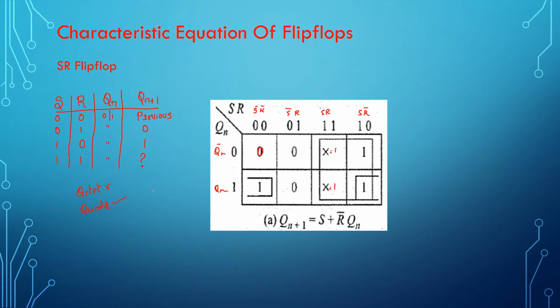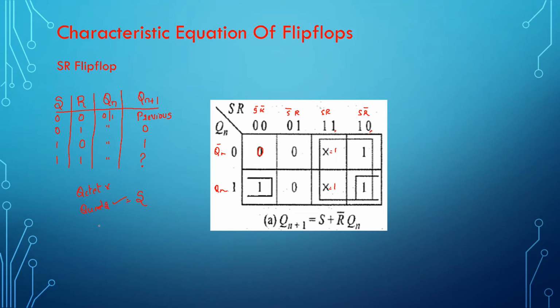What will the equation of this particular quad be? I cannot include Qn here because my Qn is becoming 0 and 1 here. Let me check whether S and R can be included. R cannot be included because it is becoming 1 and 0 here, so it is R and R bar. Whereas S is remaining stable. It is 1 itself. So for the quad, my term will be S. I'll check whether any other quads are possible. No, other quads are not possible.